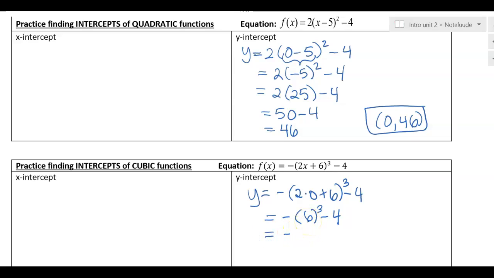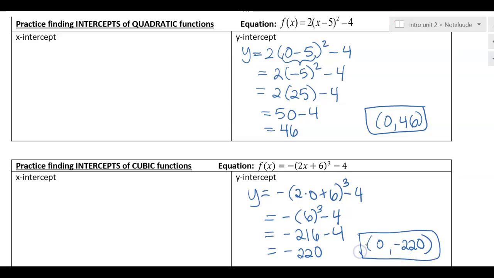So 6 raised to the power of 3. If we were taking a test with no calculator and that felt too big to calculate, you could leave it as 6 to the third minus 4. 6 to the third is actually 216. I do numbers all day, so I do know that one. And we get negative 220. So the y-intercept for this function would be (0, -220). And if you remember what this cubic looked like, it actually makes sense because it was really narrow, super duper steep. It almost looked vertical. So it's going to go down really far before it ever hits the y-axis.